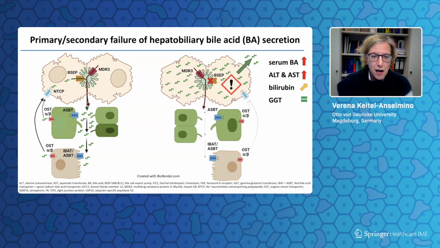Now, if we look at bile, we have low levels or no levels of bile acids, but we still have phospholipids. So the cholangiocyte is actually the happy cell in this scenario, and this is the reason why we don't see an elevation of gamma GT in this.